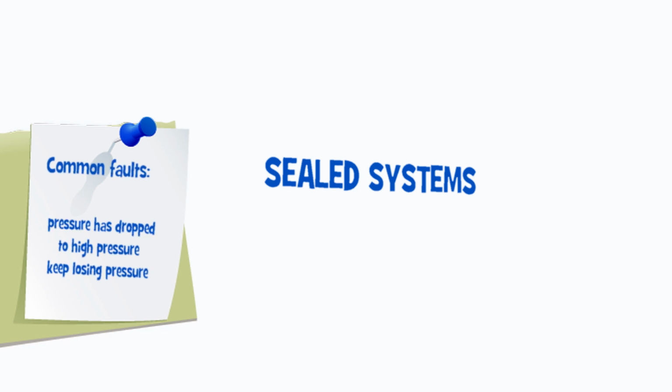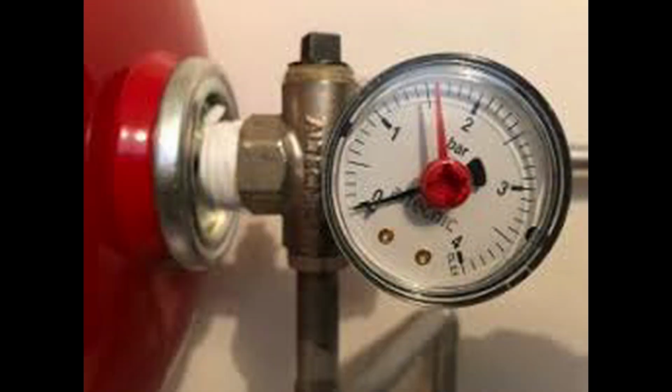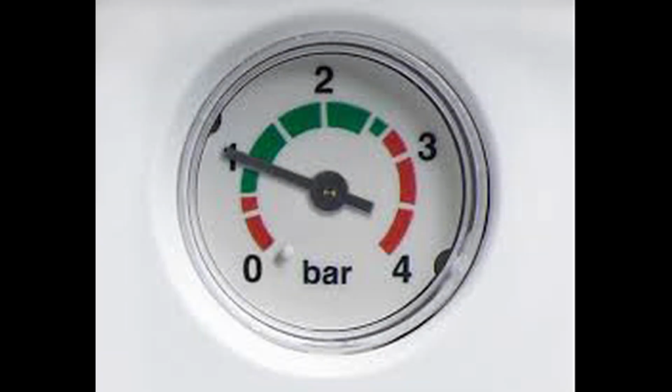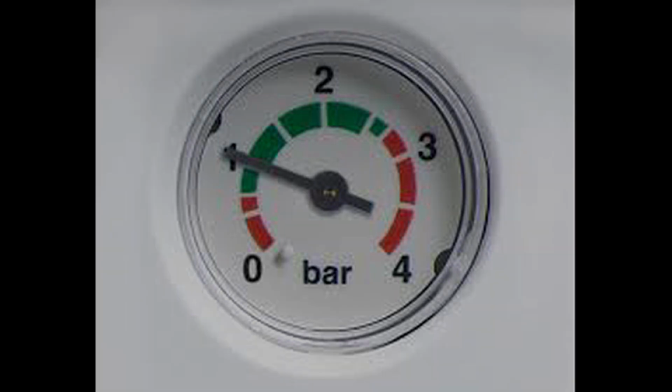The main problems you will find on a sealed system are pressure related. A common problem is finding your system pressure is too low. This can prevent your boiler from coming on. To fill your system, locate your filling loop and pressure gauge. Turn the two black knobs. You should then see the needle rise on the gauge. Fill the system until the needle shows 1 bar pressure and then close the knobs.